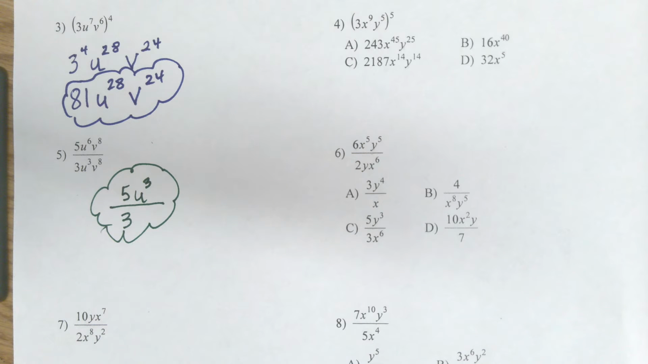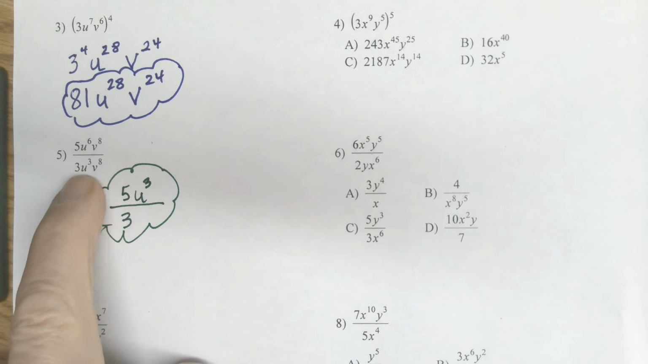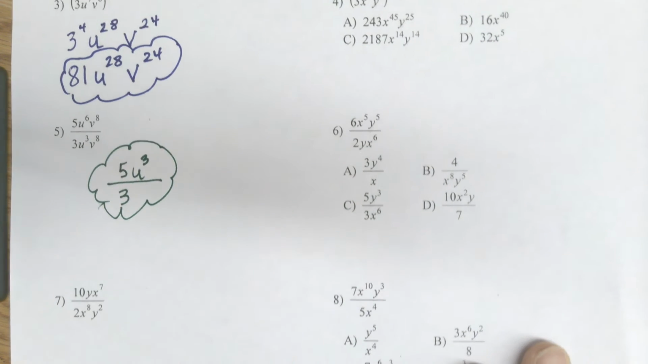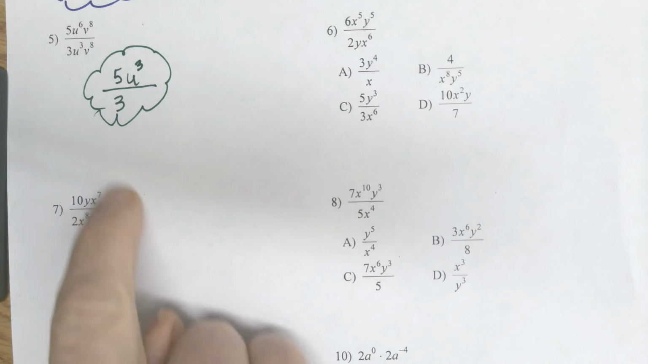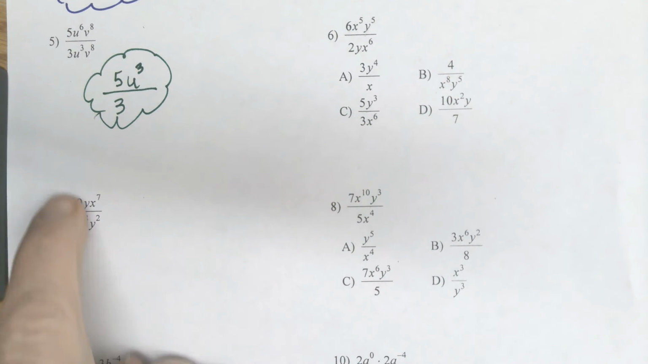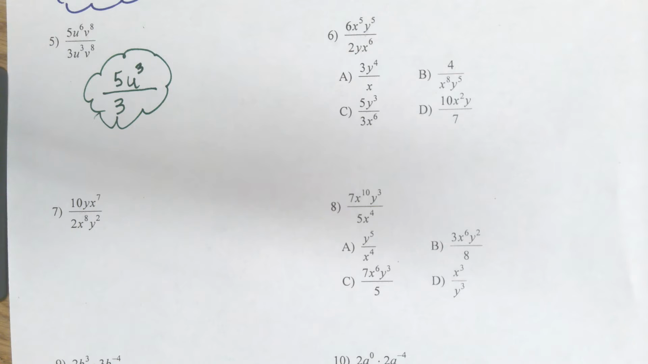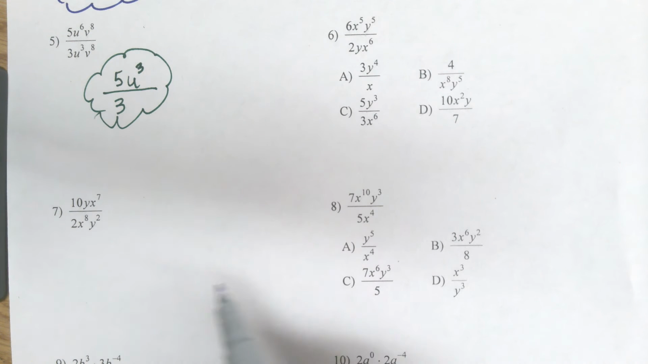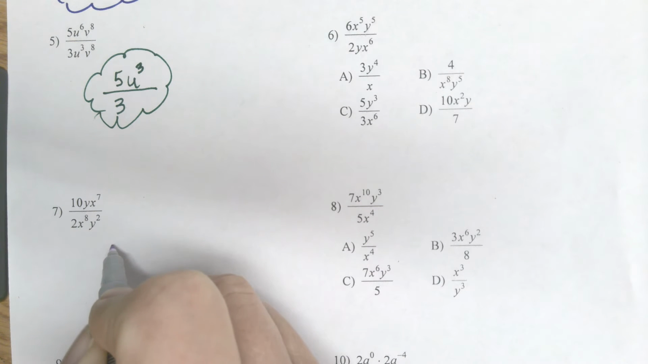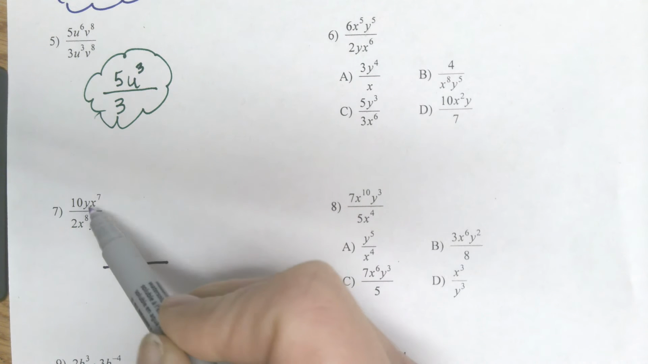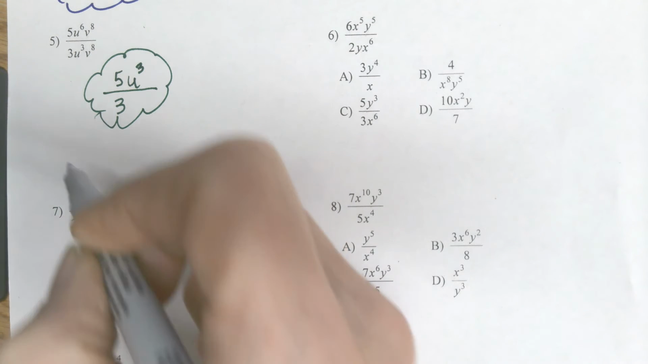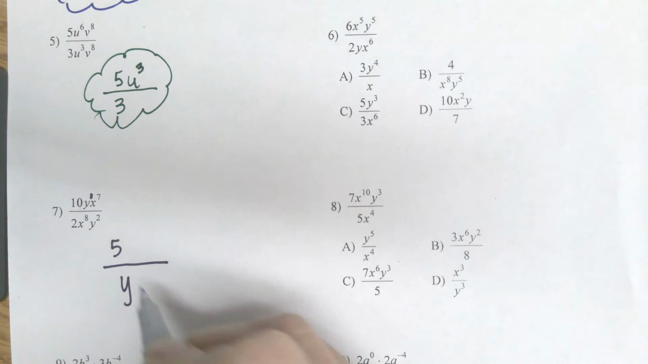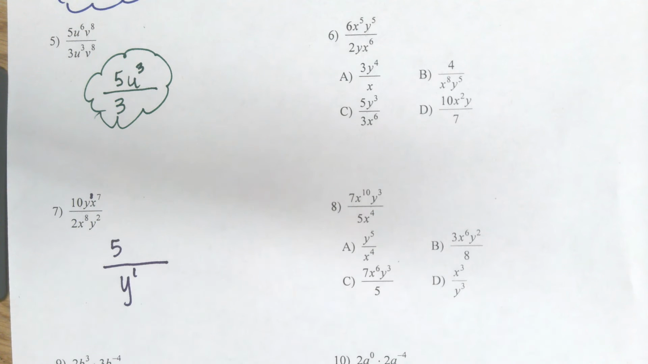If I were to have more of a value on the bottom, more u's or more v's on the bottom, then the v or u, whichever I have more of, would stay on the bottom. I have another one like that. This is what I was talking about where I have more. Now here's another situation where I can simplify the 10 and the 2. 10 divided by 2 is 5, and because the 10 was on top and is bigger, I'm going to end up with 5 on top. Then I look at my y's. I have 1 y on the top and 2 y's on the bottom. That means I have 1 extra y on the bottom. I don't have to write y to the first, but sometimes I do.